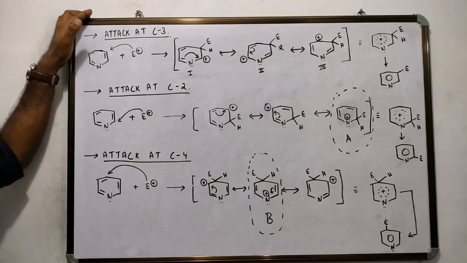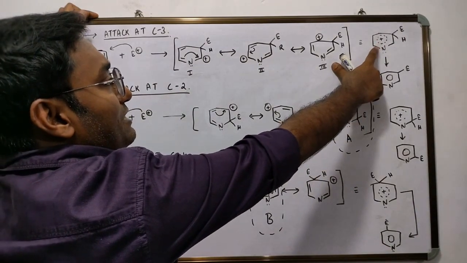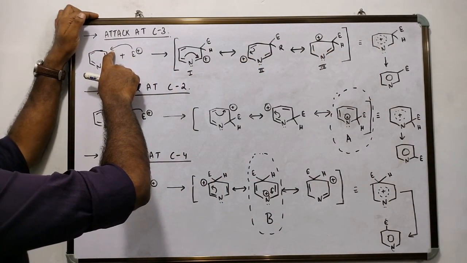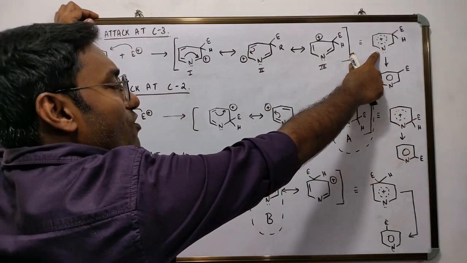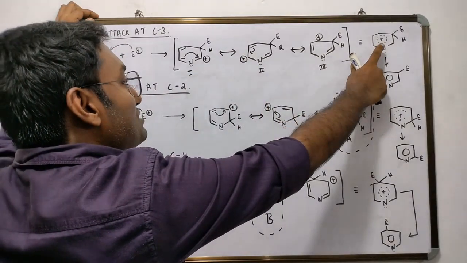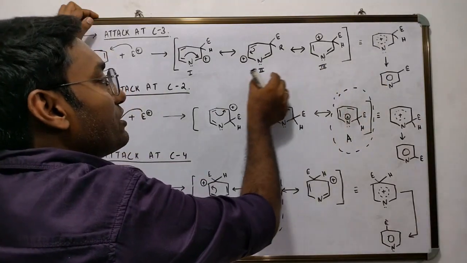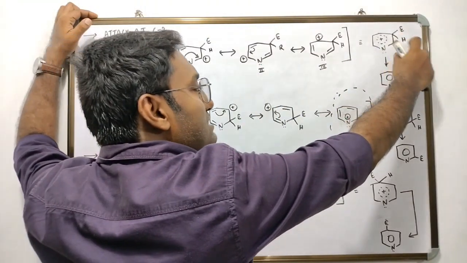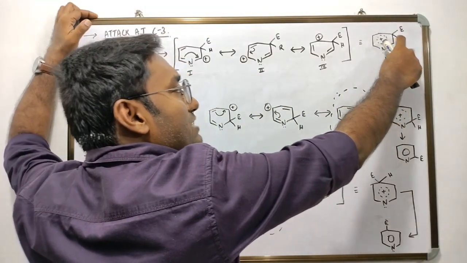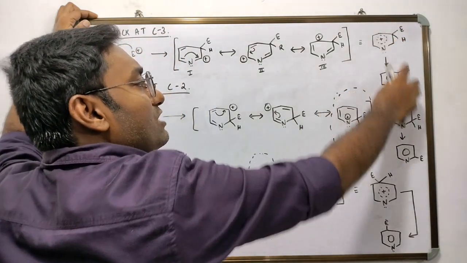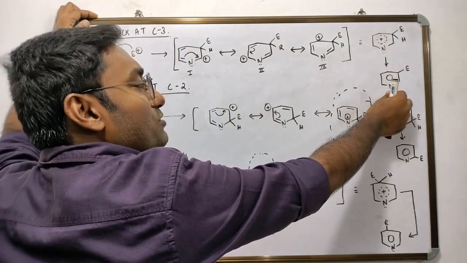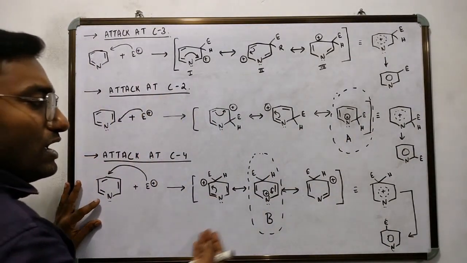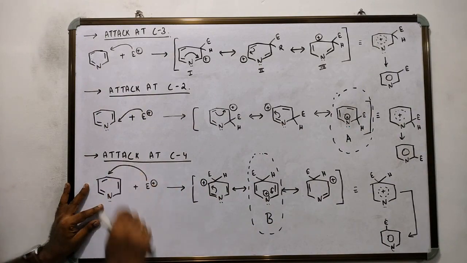Let us first look at the intermediate cation that is formed by the attack of an electrophile at the C3 position. The intermediate cation formed is a resonance hybrid structure of three contributing forms. To restore neutrality, an H plus is eliminated and the electron pair that is shared with H is taken in to form the 3 substituted product. The same applies for attack at C2 and attack at C4.